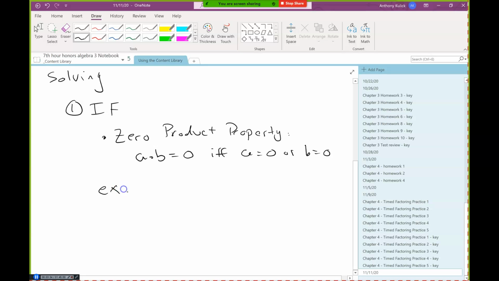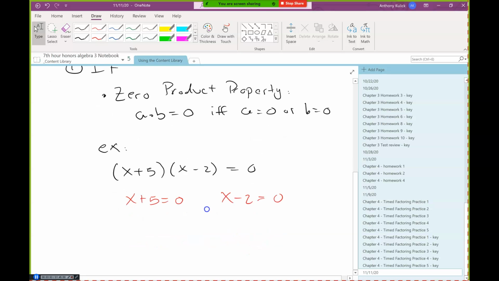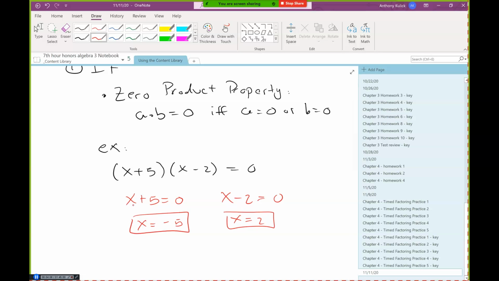So, for example, let's say we have something like this. Well, by applying the zero product property, I can take each of these factors and set them equal to 0 and solve each one of them independently. Okay with that idea?